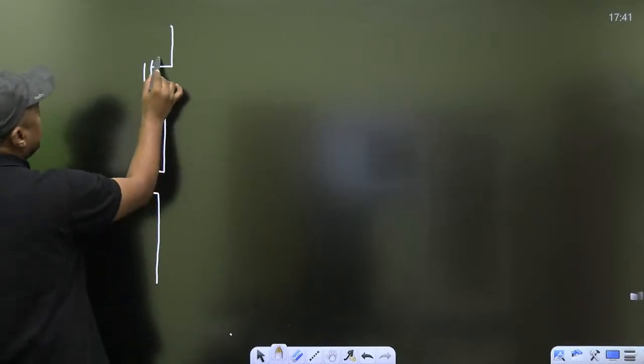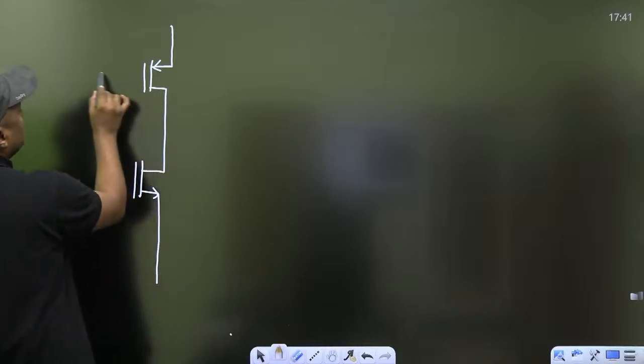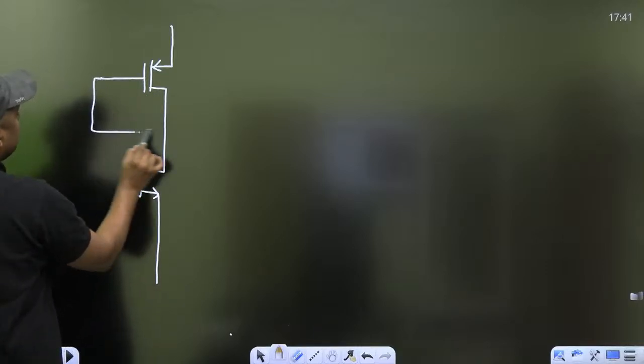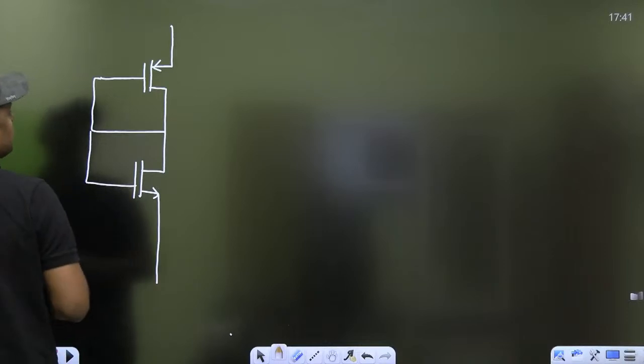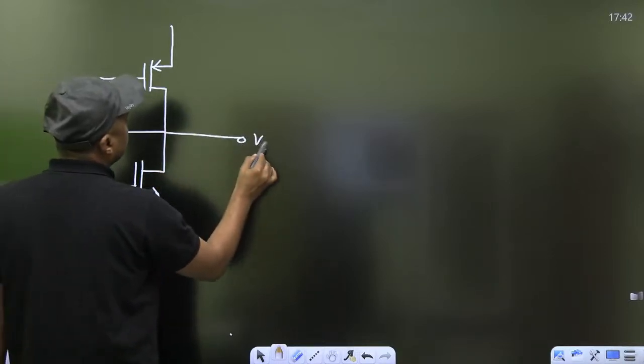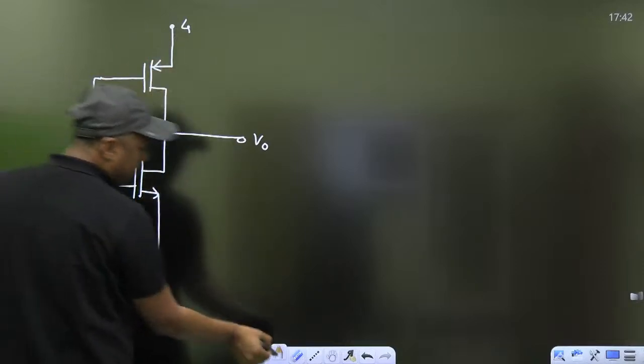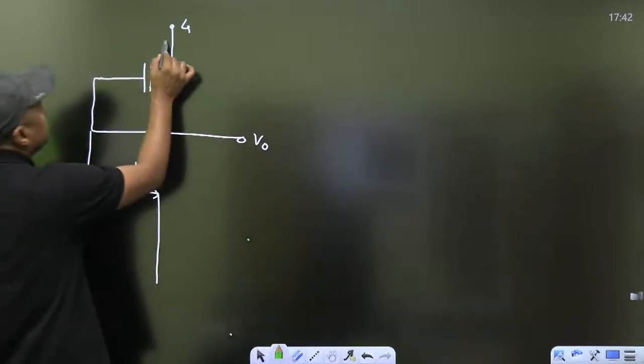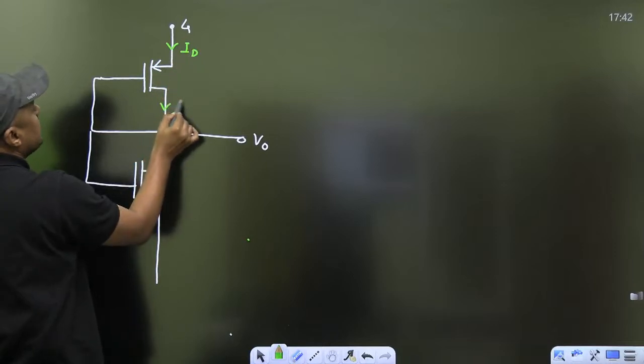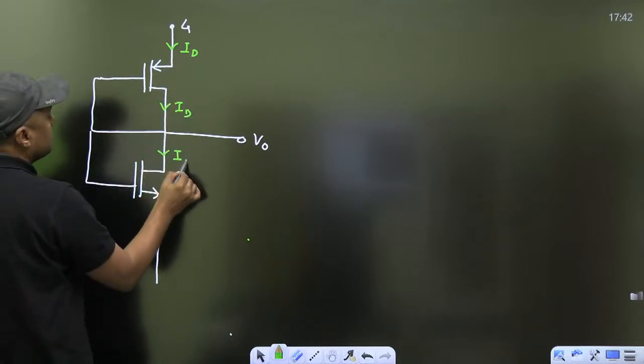Okay, this is NMOS, this is PMOS. You can remove the bubble, then you can understand this is internally connected. You have to find the V0 here. A 4 volt battery is connected here. Now the same current will flow because these two are connected in series: same ID, same ID.